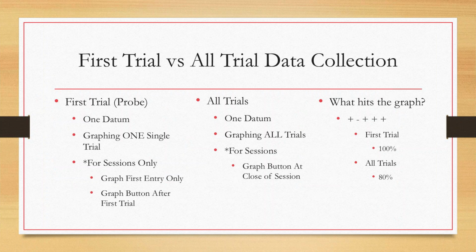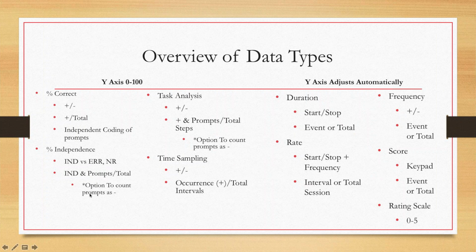Now, the important piece here, I'm just going to go back. The important piece here is if you do have prompts tied to percent independent targets, you're able to say, you know what, I used a full verbal. I want this counted as a failed trial because I prompted it. And we'll go through that one a little bit later.